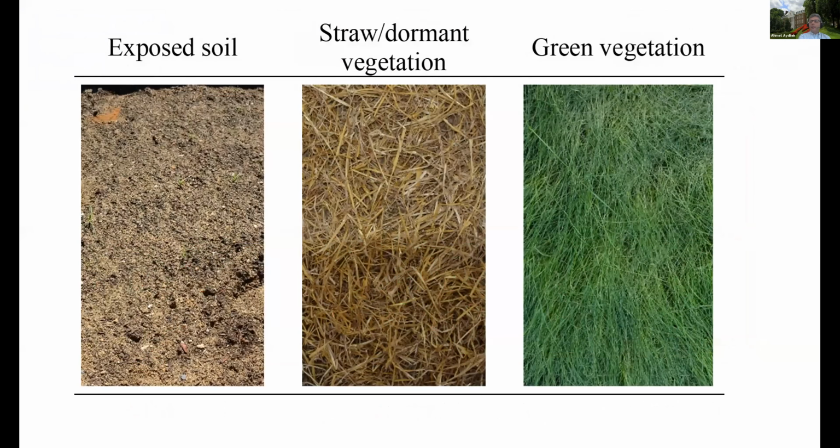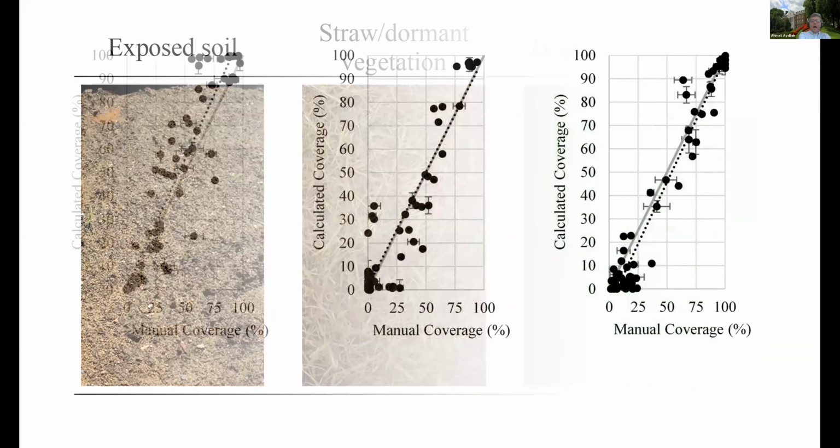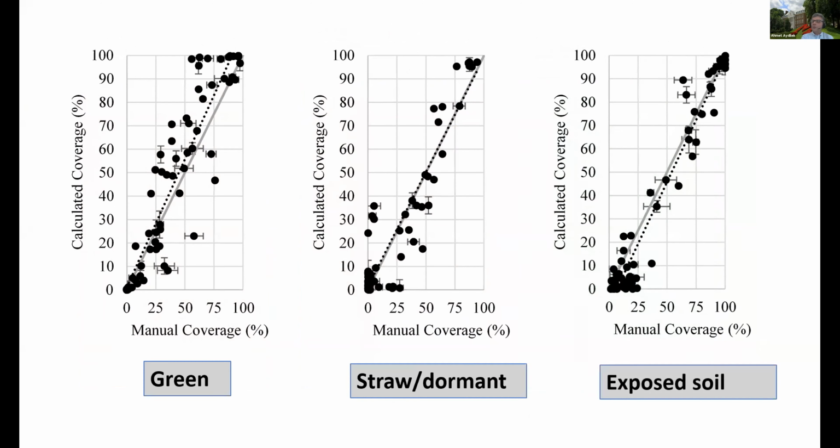Exposed soil and straw, dormant vegetation, and green vegetation example images can be seen here. For the same images, you can see how our calculated coverage from the image-based AI analysis system compares with the manual measurements. Very good agreement was found, so we were happy, and that helped us use this methodology for our project. We are still using it for the third project right now, giving us very good values. Every time, we go back and do some manual checks, because now we feel comfortable that the algorithm works.